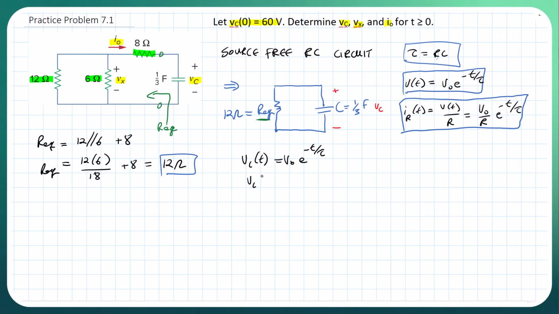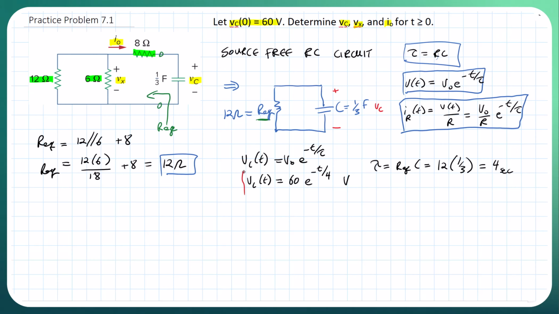So V sub C of t equals V naught, in this case 60 volts. So 60 e to the minus t, and our tau is going to equal our equivalent resistance times our capacitor, which is 12 times 1/3, and that gives us 4 seconds. So in this case our tau is 4 seconds, so it's going to be t over 4, and this is going to be in volts. So we've solved for the first part.